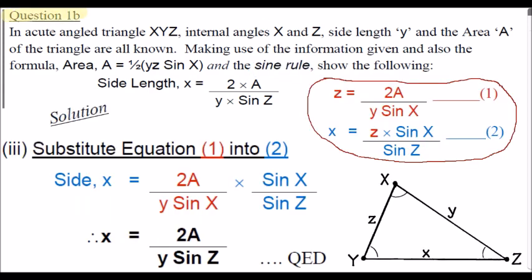Question 1b, solution continued. Step 3, we substitute equation 1, stated here for reference, into equation 2, stated here for reference. Notice that sine of x in the denominator cancels with the sine of x in the numerator, from where we can prove that x is equal to 2A divided by y sine z, as stated in the original question.